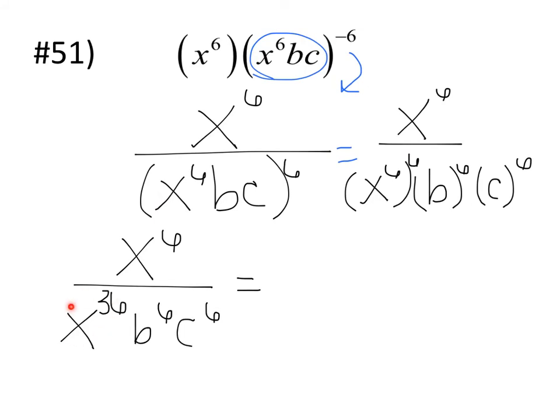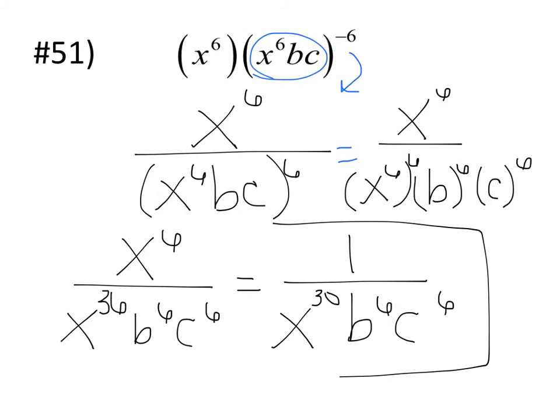Now if you look at these, how many more x's do I have in the denominator? I have 30. So I have x to the 30, b to the 6th, c to the 6th. But you can't just leave nothing up here in the numerator. So what goes up here? A 1. Okay, so don't ever just leave nothing up there. A 1 goes up there. And then you're done.